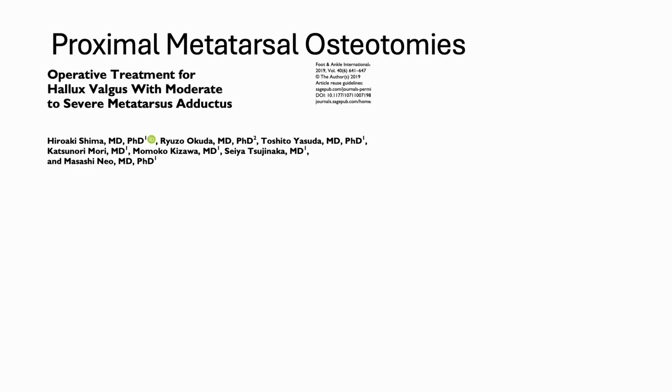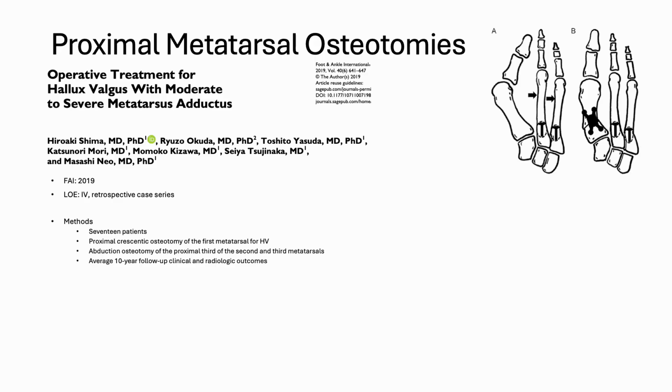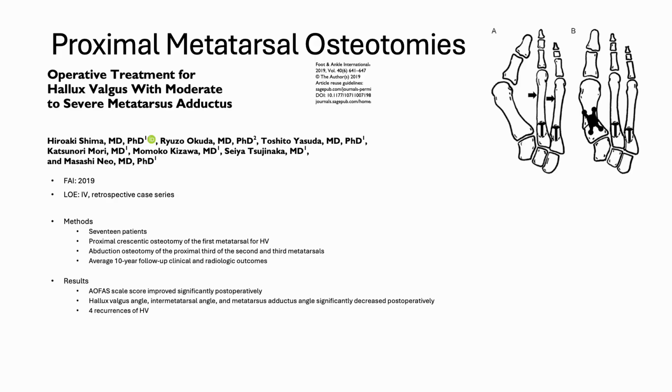Now, here's a study that shows some evidence with metatarsus adductus correction through proximal osteotomies, the Lapierre type osteotomies. Foot and Ankle International 2019, it's a level 4 retrospective case review methods. They only had 17 patients, so not a lot. They did proximal crescentic type osteotomies of the first, so a little bit different type of procedure. And then they did abduction osteotomies of the proximal second and third metatarsal osteotomies. And they had a 10-year follow-up, so good follow-up of this. And then they also did radiographic and clinical outcomes of this.